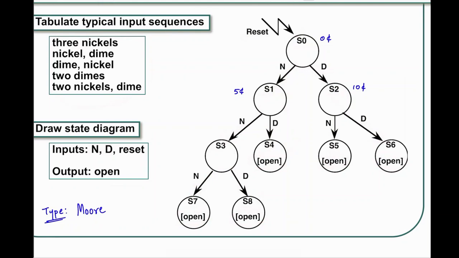And then the state assignment is arbitrary right now. We are currently using symbols for the states. State 0, state 1, state 2, all of those are simply state names. But we have not associated any kind of amount of money with those states. We could do that in our state minimization step.